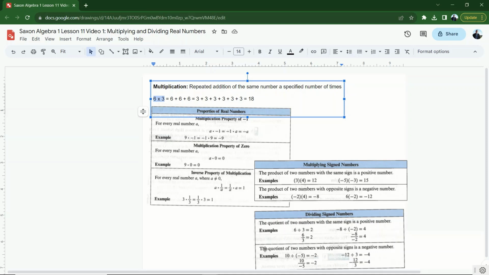Let's take a look at another example, the last rule for dividing signed numbers. If we divide two numbers with the same sign, it's positive. If we divide two numbers with different signs, it's negative. Notice it's shown both ways here. 10 divided by negative 5 is negative 2. Negative 12 divided by 3, doesn't matter the order. One's positive, one's negative. We're going to have a negative answer, negative 4.